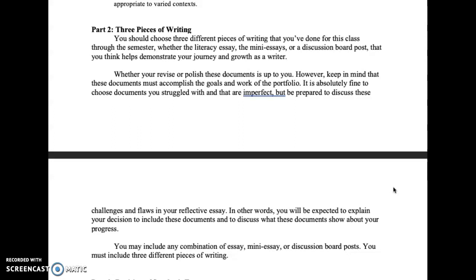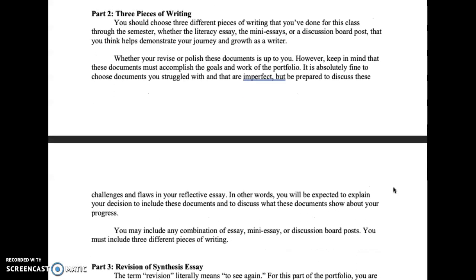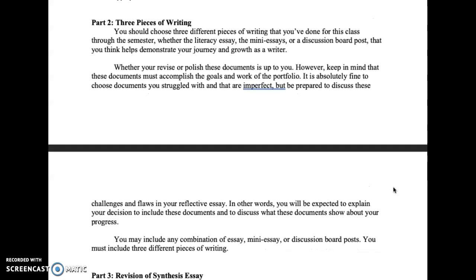However, you need to keep in mind that these documents must accomplish the goals and the work of the portfolio. So the goal and the work, remember, is to show your journey as a writer through our course. It's absolutely fine to choose documents that you struggled with and that are imperfect, but you need to discuss the challenges and flaws of these pieces in your reflective essay. So be ready to explain your decision to include these documents and discuss how the documents show your progress as a writer.